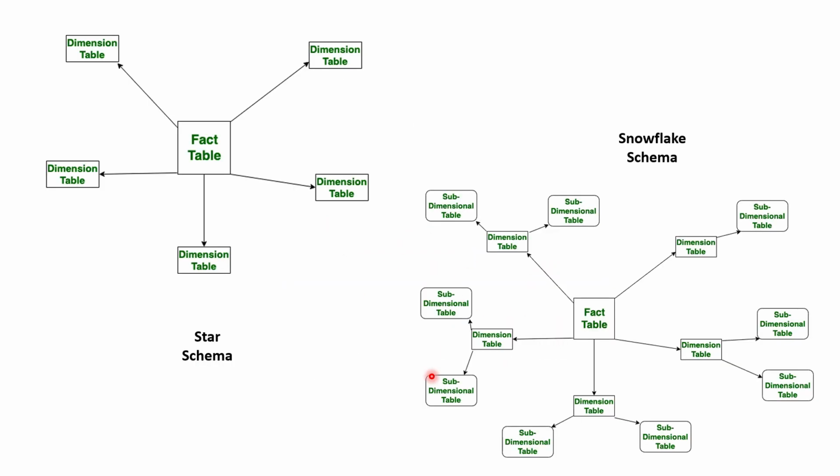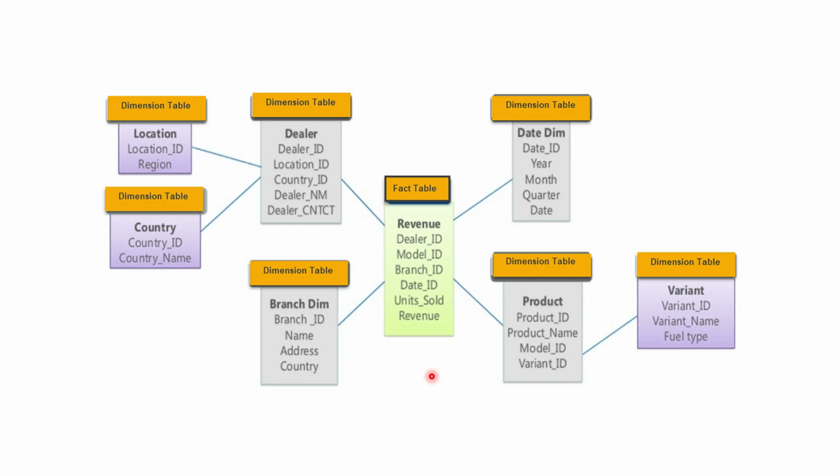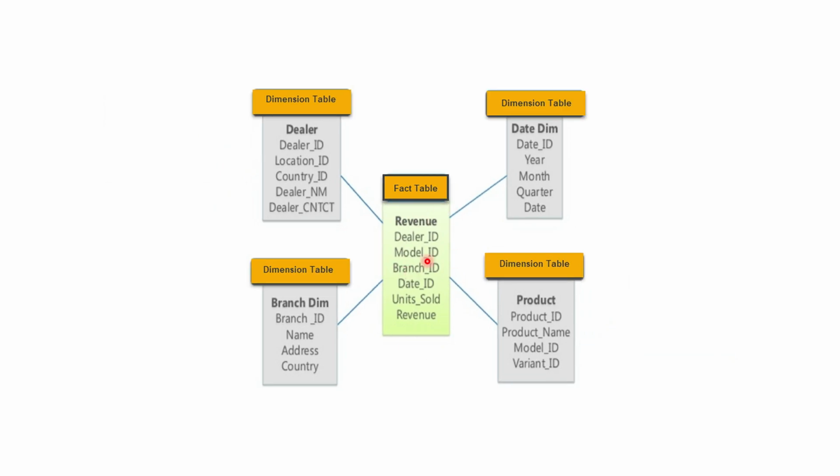Now this is the example of a typical star schema. Here you can see revenue, dealer id, model id, branch id, date id. The fact table has only numerical data, and in the dimension tables you can see date id, year, month, quarter, date, etc. For product, product name is there, so categorical data is also available. There is also the branch dimension and the dealer dimension table.